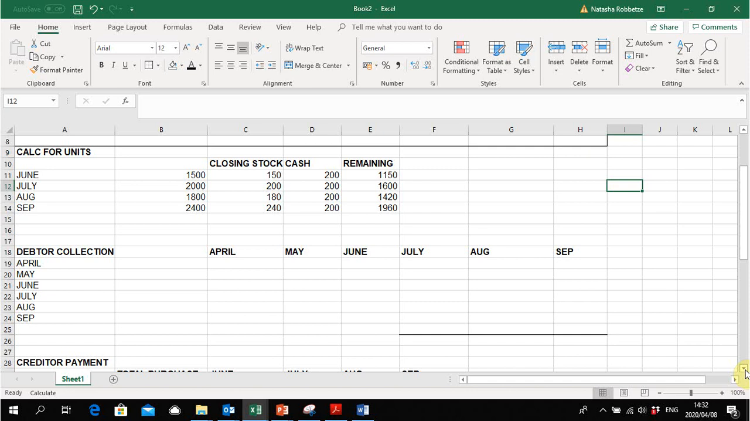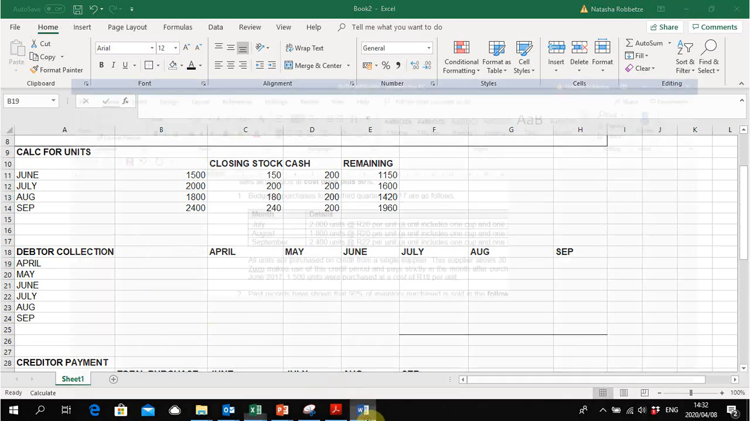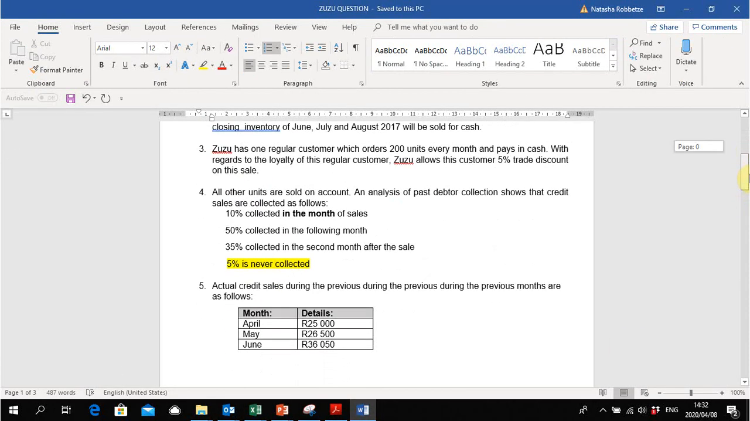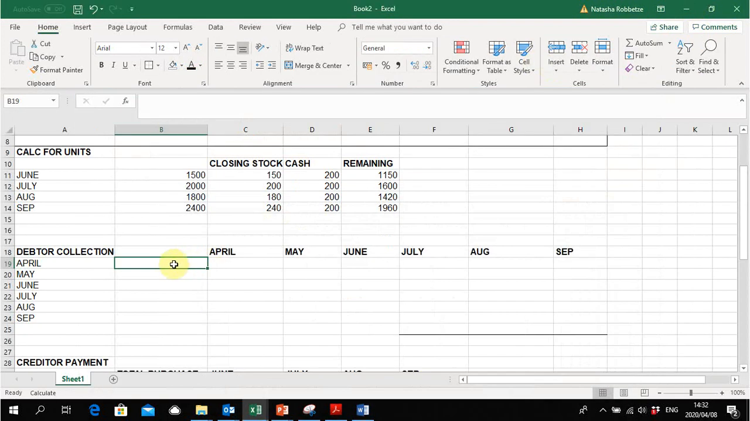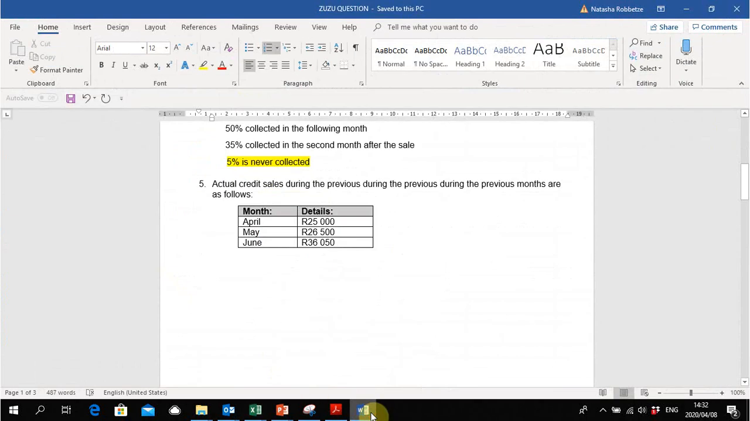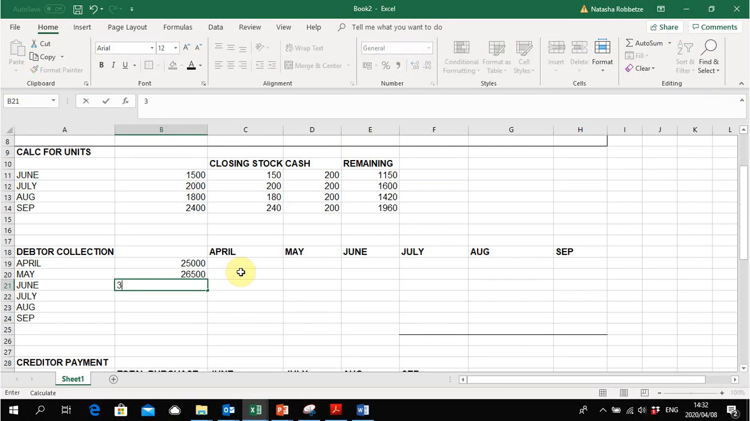All right, so now we can move on to calculating our debtors collection. So you know by now that I like to calculate my debtors collection in a block by using the months of information that were provided. So April, May, and June was given, I believe. If I look at April, it was 25,000 and then 26,500. And that was for May. The credit sales of June, 36,050 Rand.